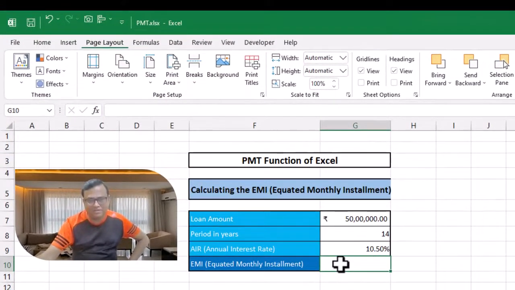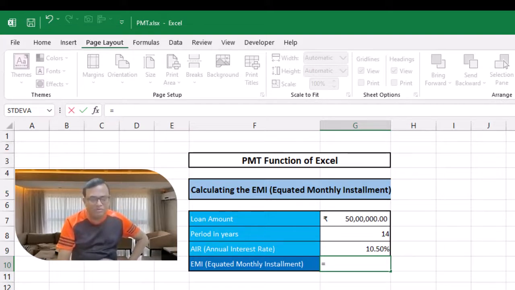I'll first click on the cell where I want the result to come, and there I'll begin the function by typing equal to, followed by the name of the function, which is PMT. Then I'll give an open parenthesis. Now it is asking me what the interest rate is. This is the interest rate for the whole year, but I want to find out the EMI for 1 month. So I have to divide that rate by 12.